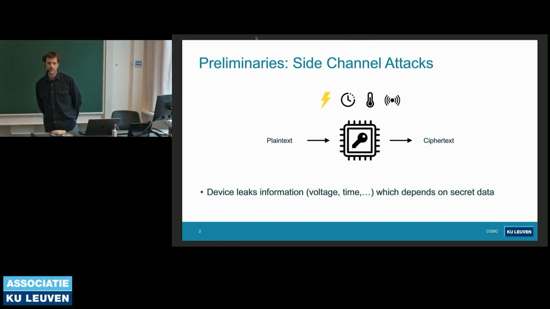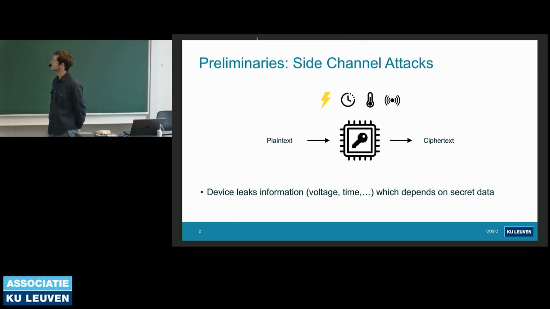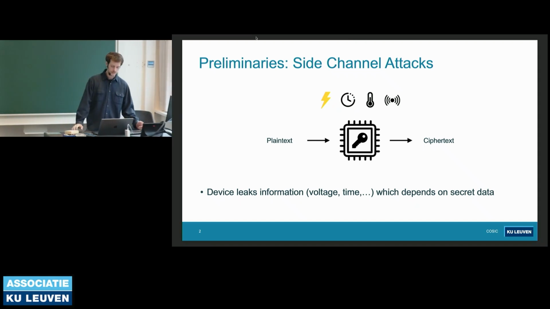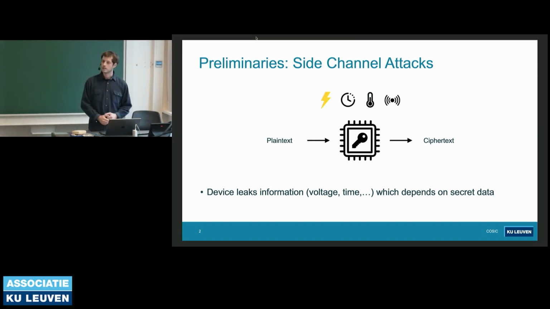So let's start with the basics. What are side channel attacks? Side channel attacks are a specific kind of attacks that target cryptographic devices. Basically, the device leaks information. This information can be voltage, can be timing, can be temperature, can be many things, and it depends on the secret data. In this work, we are interested in power analysis attacks.